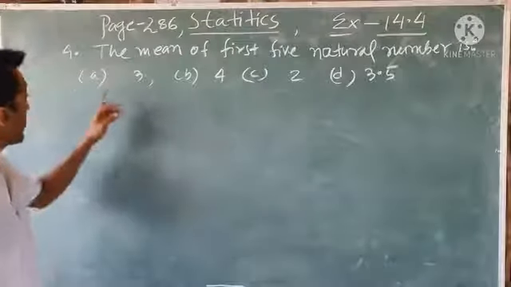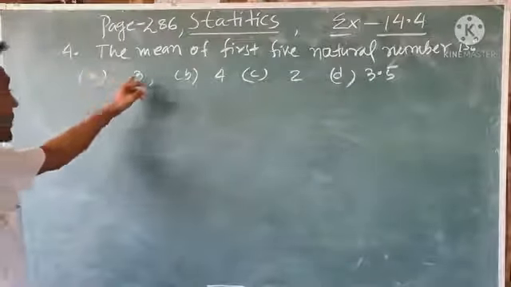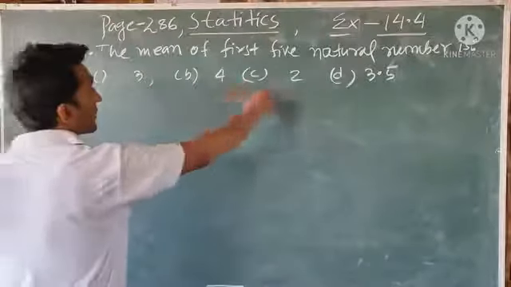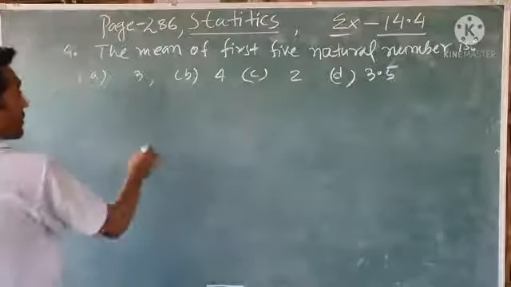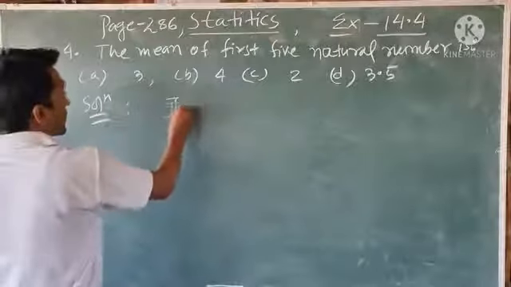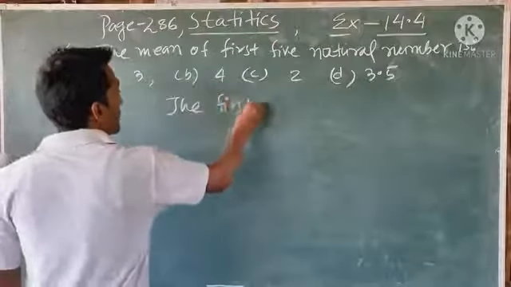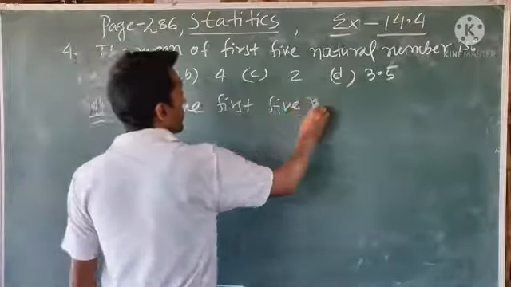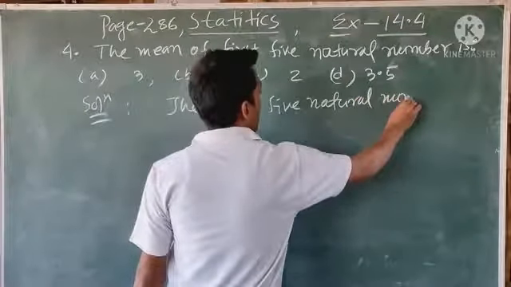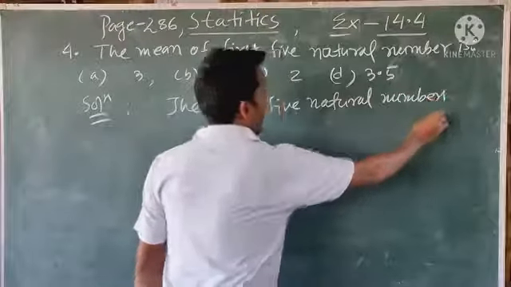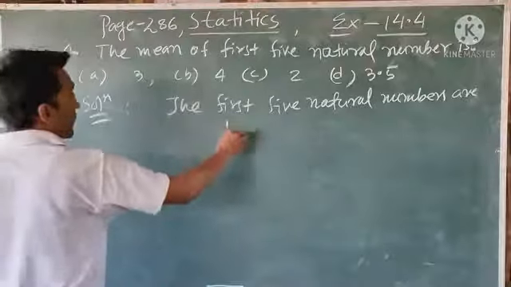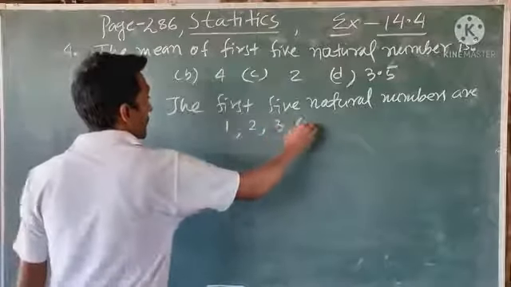Now you see the next question, number 4. The mean of first 5 natural numbers is. Which is your correct option? You have to find. So the first 5 natural numbers are, what are the natural numbers? First 1, 2, 3, 4, 5.